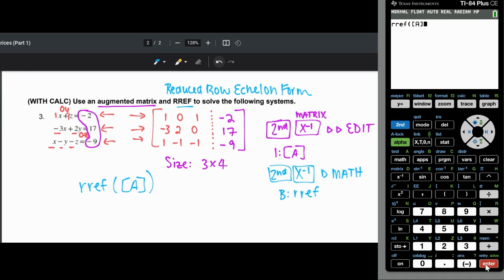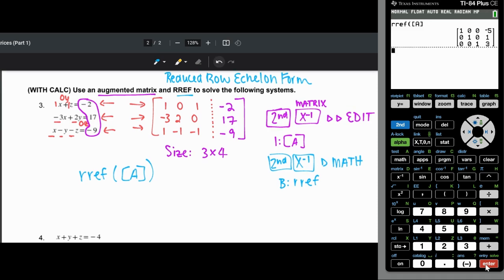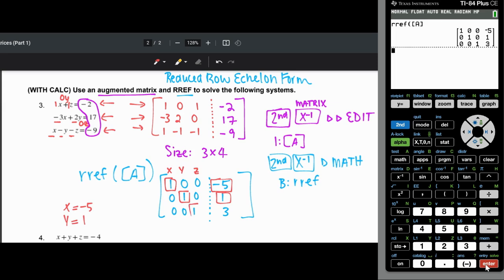So once you have that, all you have to do is hit enter, and then you get a new 3 by 4 matrix. It says 1, 0, 0, and then -5. I'm going to put my dotted line over here to do the augmented matrix part. And then the next row is 0, 1, 0, 1, and then 0, 0, 1, 3. So what this tells me is that the first column represents x. So for x, I get a value of -5. So this tells me that x equals -5. The second column represents y. So for y, I get +1. And the third column represents the variable z. And so for z, I get 3.